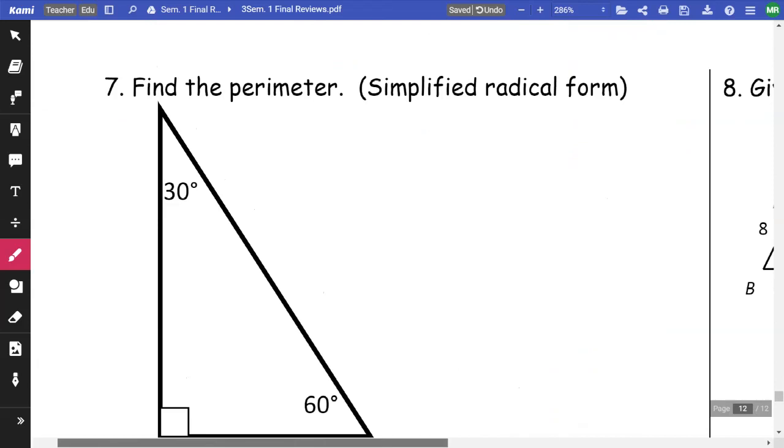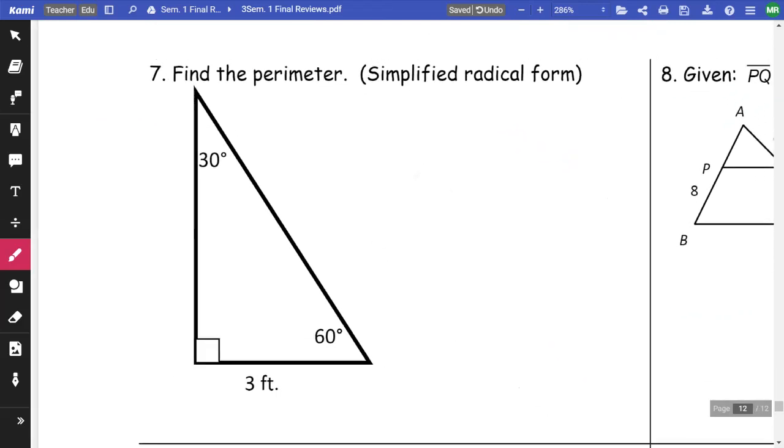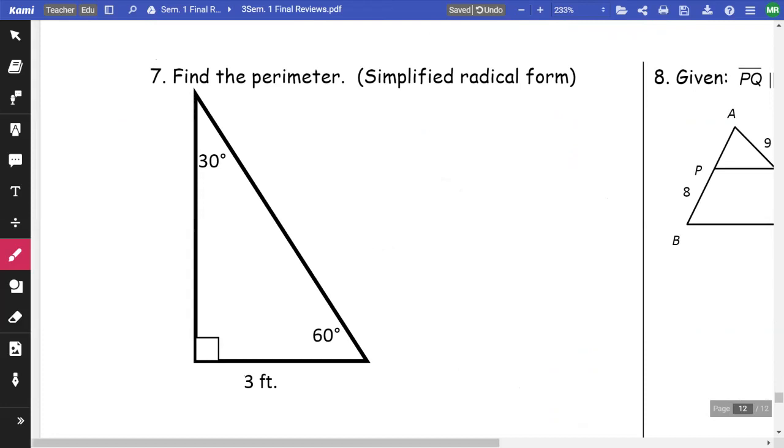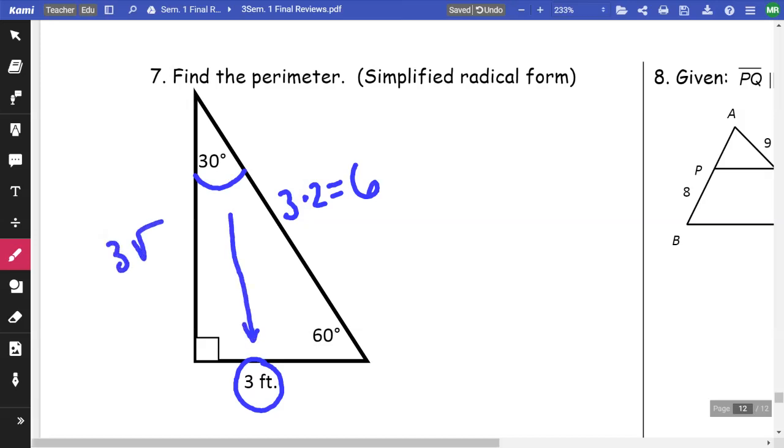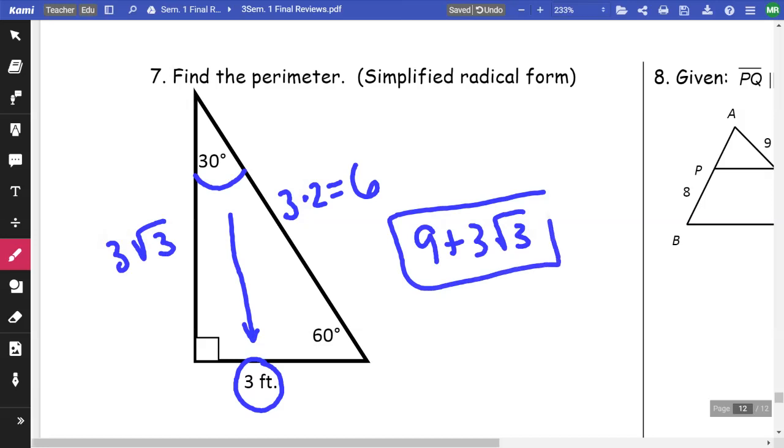Okay, on number 7. We want to find the perimeter, and we want it in simplified radical form. So whatever is across from your 30, if you double that, you get your hypotenuse. Whatever's across from your 30, if you times it by root 3, that's what it is across from your 60. So I am going to get 9 plus 3 root 3 as the perimeter, because I'm going to add the 6, the 3, and the 3 root 3.